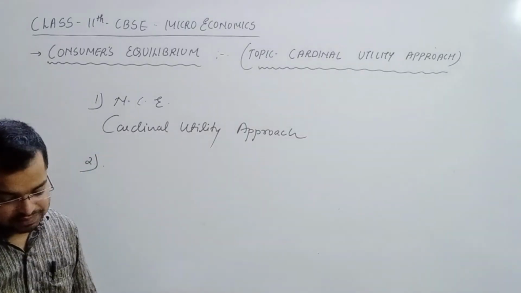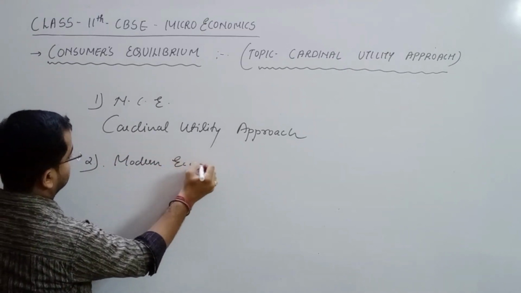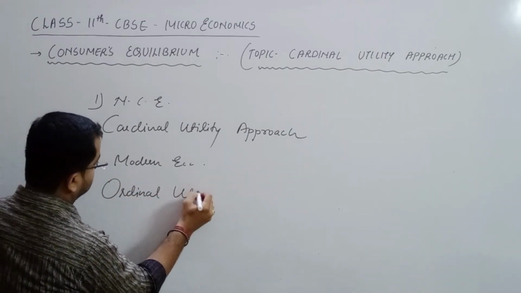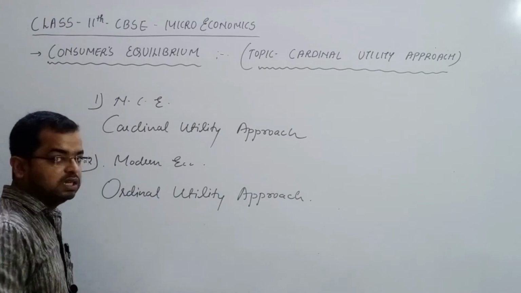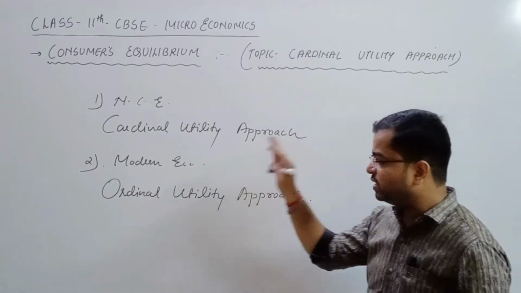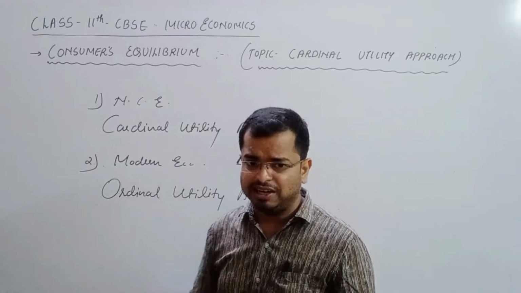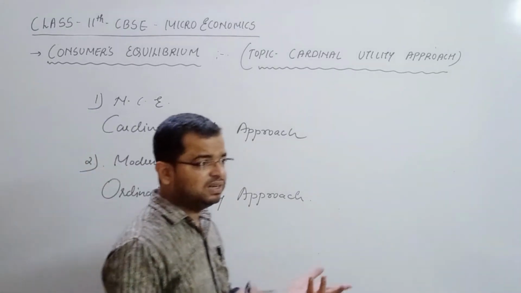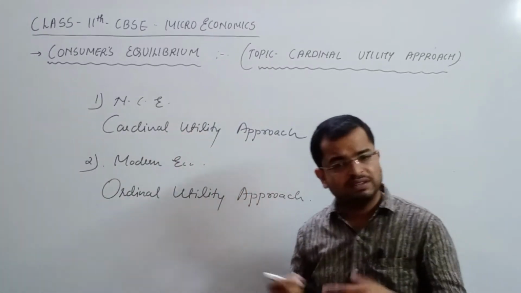And the second one is given by the modern economists. This one is called the ordinal utility approach. There are two schools of thought. First is the cardinal utility approach and second is the ordinal utility approach. Cardinal, that means we can say numerical utility approach. Cardinal means the values which can be calculated in numerical form. We will discuss this one in detail.